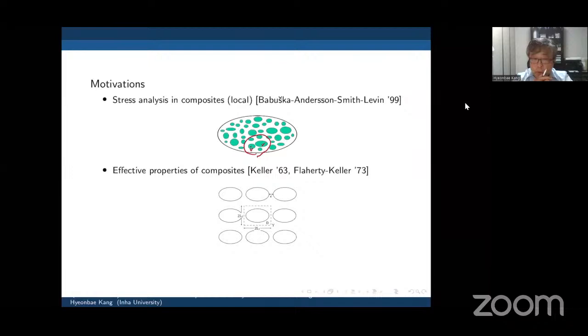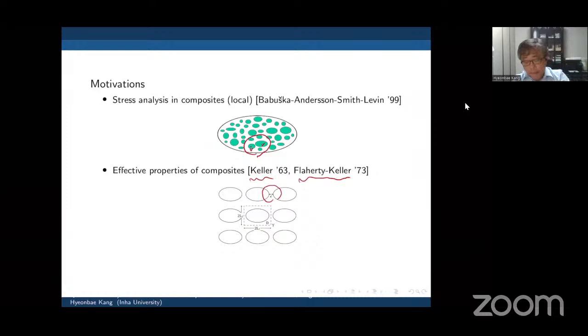Another one is Keller and Flaherty-Keller. This one is for conductivity, and this one is for elasticity. We have a periodic array of high contrast materials, and this is the composite. And the question is, what is the effective property of this composite? To compute that, we need to know the gradient of the solution, in particular the asymptotic behavior of the solution. So these two are the outstanding motivations for this study. And in the last two decades, there have been lots of important results, and I'm going to review some of that.